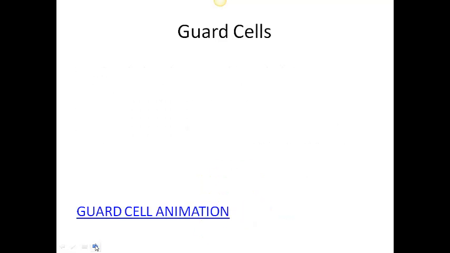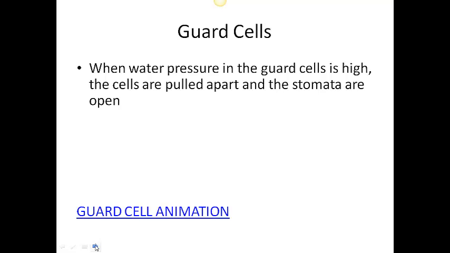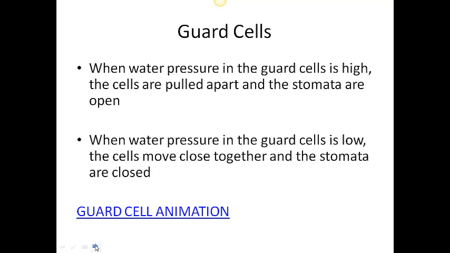Alright, so we're going to focus in on these guard cells a little bit. Just listen to this description of what happens, and we'll go through this animation down at the bottom, and then think about what you might want to write for yourself to help explain this, a diagram or a description. What happens is, if you get a lot of water pressure in the guard cells, in other words, the plant has lots of water in it, then the cells are pulled apart and the stomata are open. Because if you have a lot of water as a plant, it's okay if you lose a little bit through transpiration. This is a good time to exchange that oxygen and carbon dioxide. So lots of water means the guard cells pull apart, opening up those holes in the leaves.